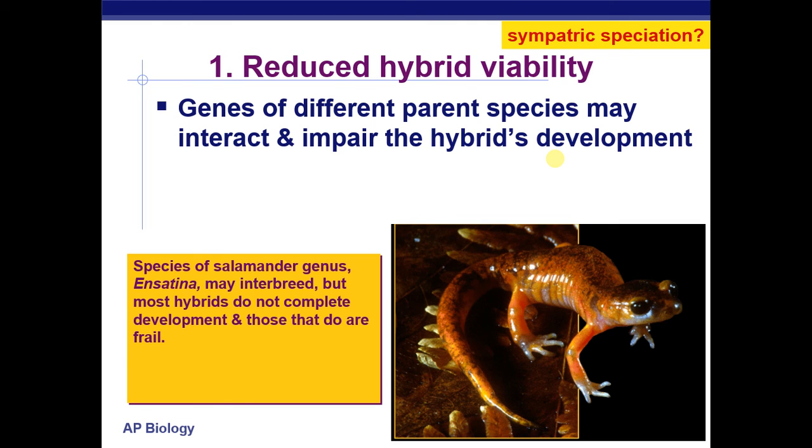In this example, a certain species of salamander may interbreed, but most of the hybrids don't completely develop, and those that do never survive to sexual maturity. So even though they are able to produce hybrid offspring, those hybrid offspring are impaired or unable to reach sexual maturity to reproduce.